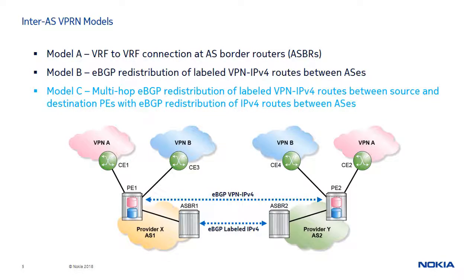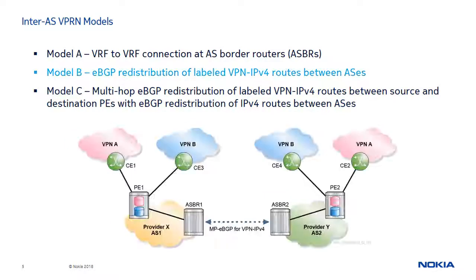Model C enhances the scalability of Inter-AS Model B because VPN IPv4 customer routes are neither maintained nor distributed by the ASBRs. Instead, multi-hop eBGP redistributes labeled VPN IPv4 routes between the source and destination PE with eBGP redistribution of IPv4 routes between the ASs. The remainder of this video will focus on Inter-AS Model B VPRN.